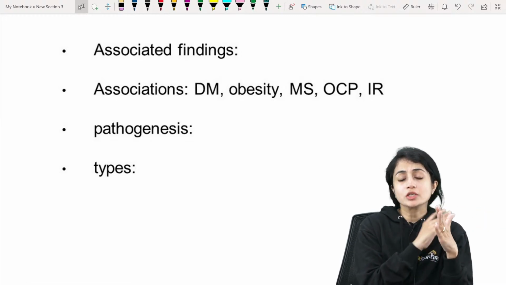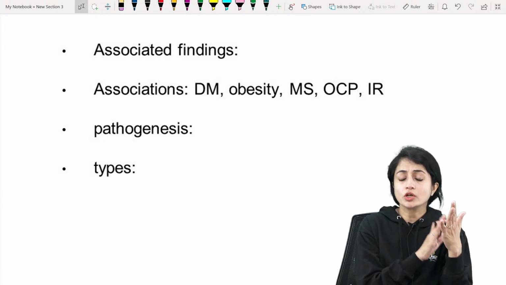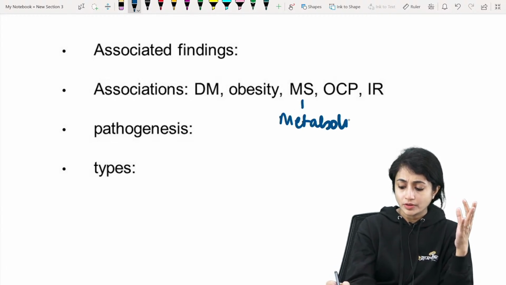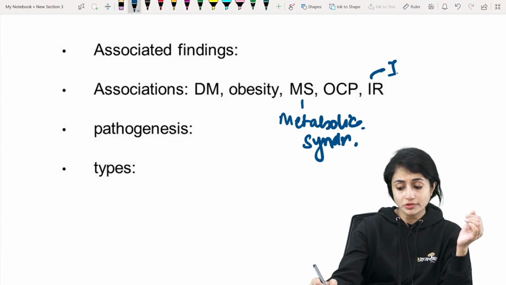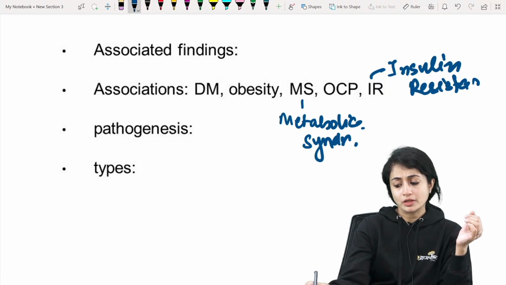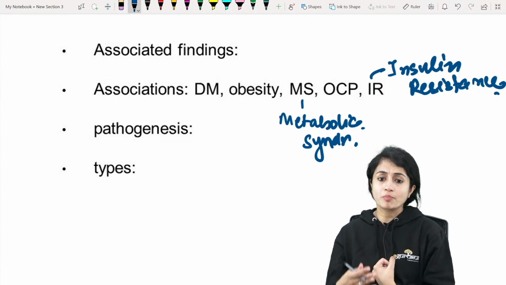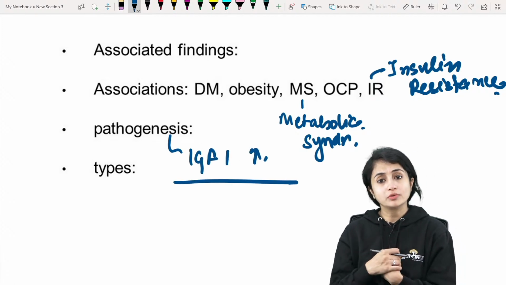It has important associations. It is more commonly seen in individuals who have diabetes, who are obese, who have metabolic syndrome, females on OCPs, in adults who are insulin resistant, even in children. So people who are fat, obese, they have insulin resistance, metabolic syndrome, and acanthosis nigricans is an important clinical finding that I see in them. It is basically because of increased IGF-1 or insulin-like growth factor 1.